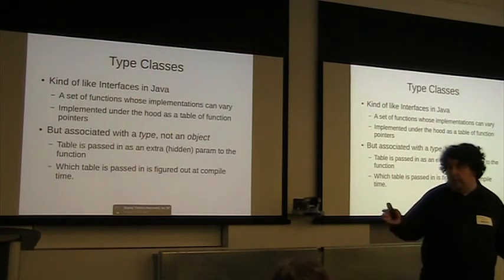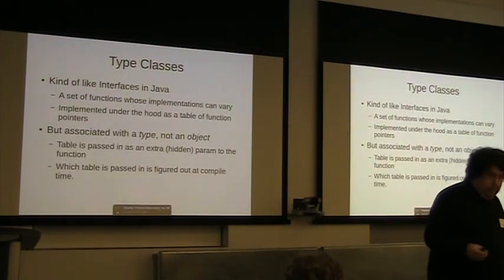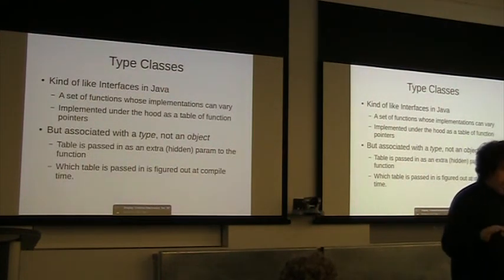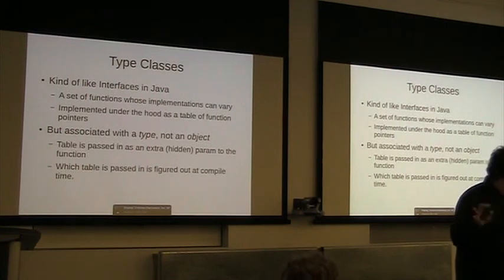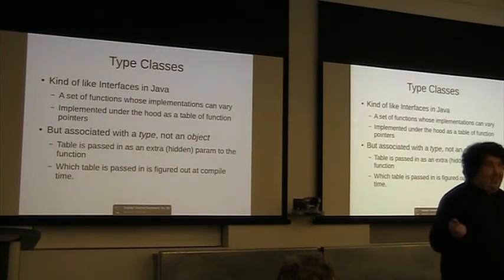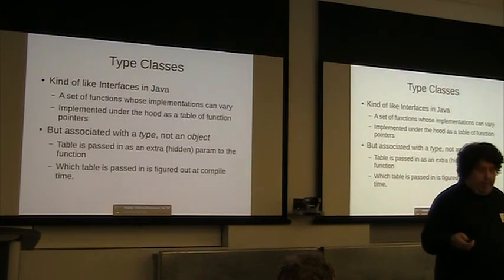I do explain this a little bit more, but it's based on the types, not the objects. In C++ and Java, you actually need to have an object to have the vtable to call the virtual functions on. Here, the vtable is simply passed in as an extra hidden argument by the compiler, basically.